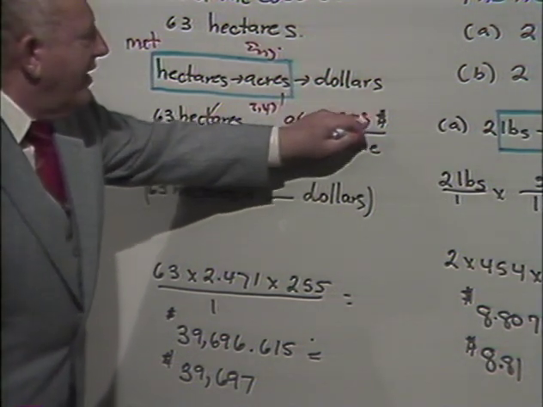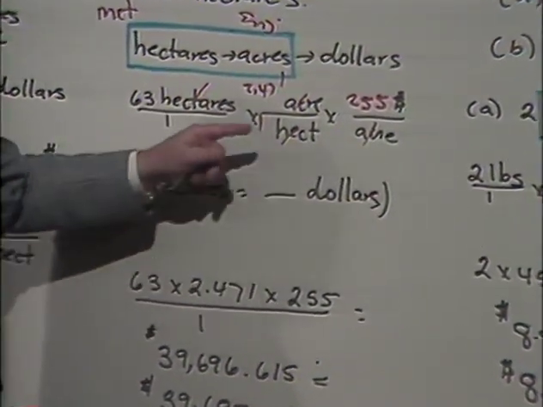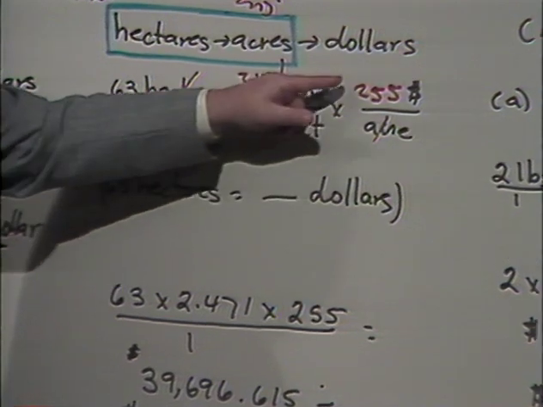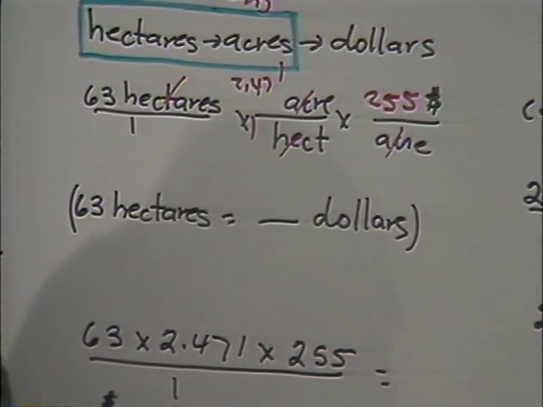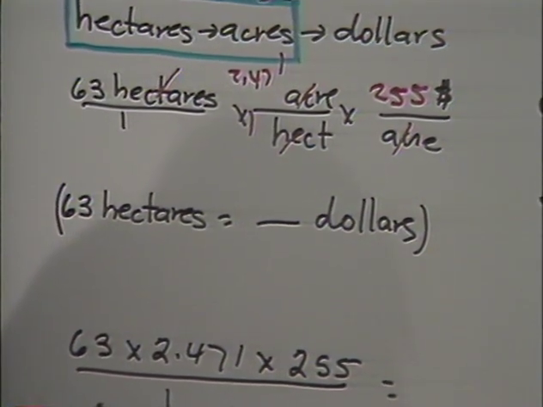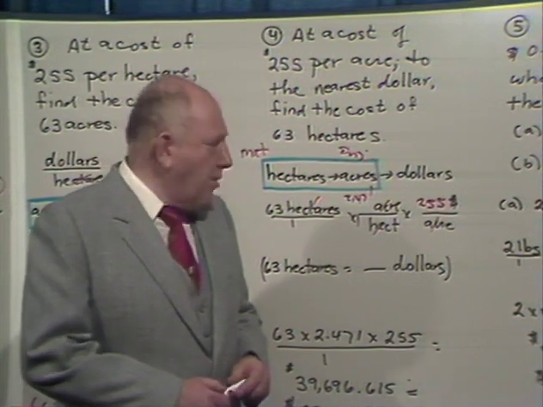That's one you don't memorize. See, there are always 2.471 acres per hectare. An acre doesn't always cost $255. That's just true in this particular case. See, sometimes you have to read the problem to get the relationship. Other times the relationship exists independently of the problem.